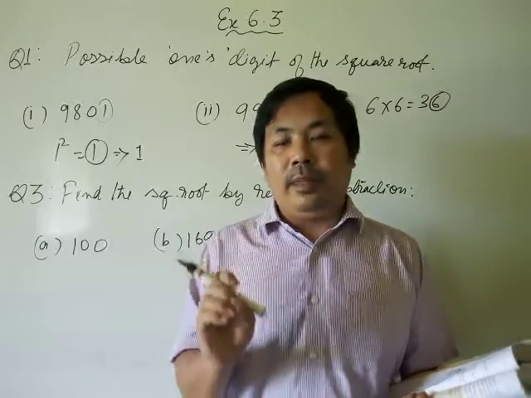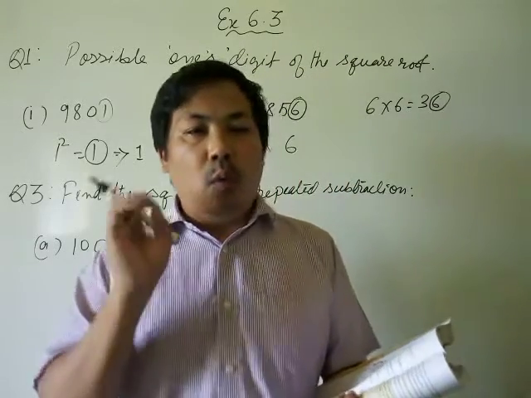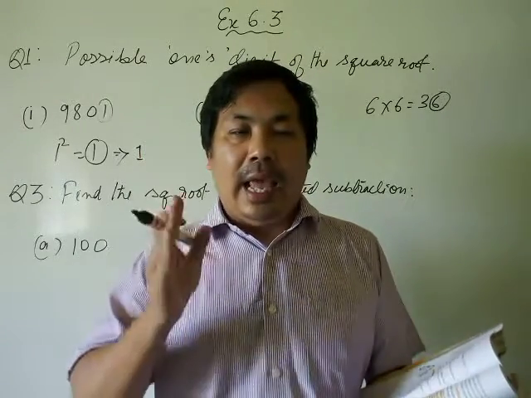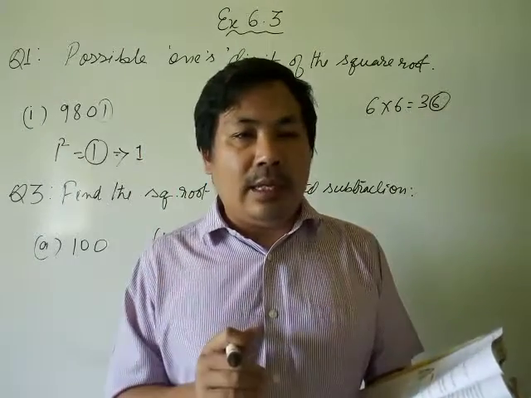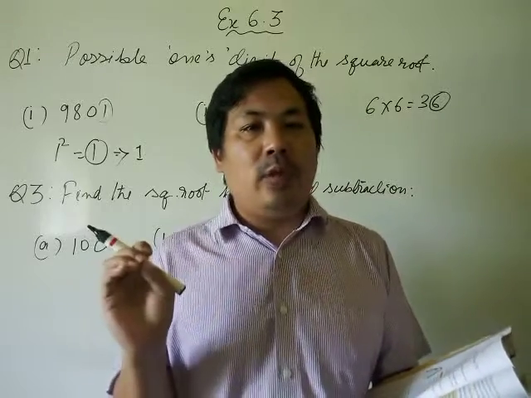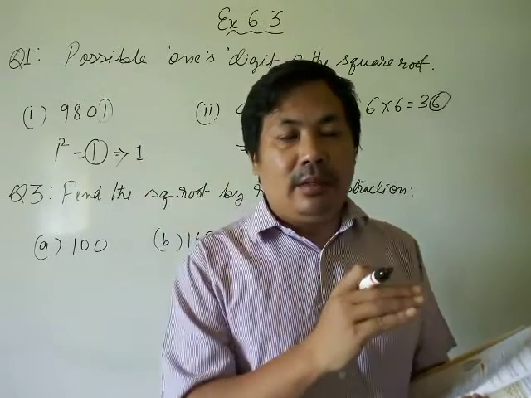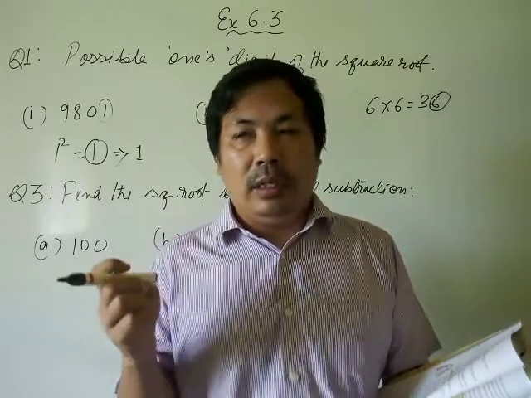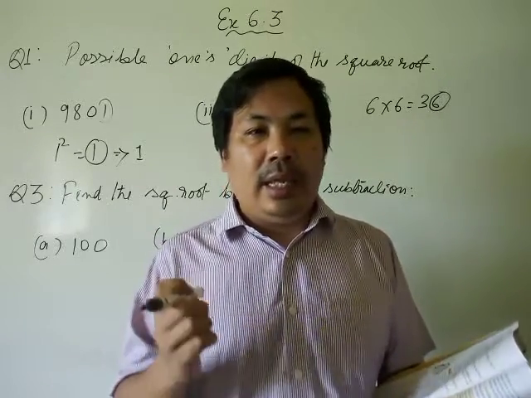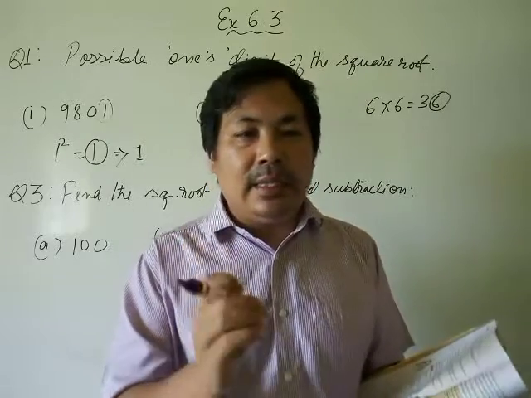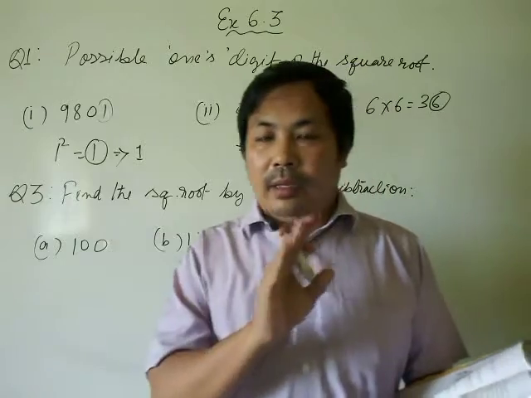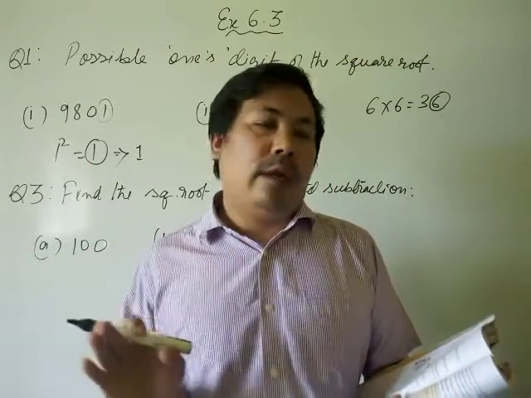If this type of number, like 0, 1, 4, 5, 6, and 9, is in the last digit, it can be a perfect square. And the other numbers, like 2, 3, 7, 8, if these are in the last digit, then it will not be a perfect square.